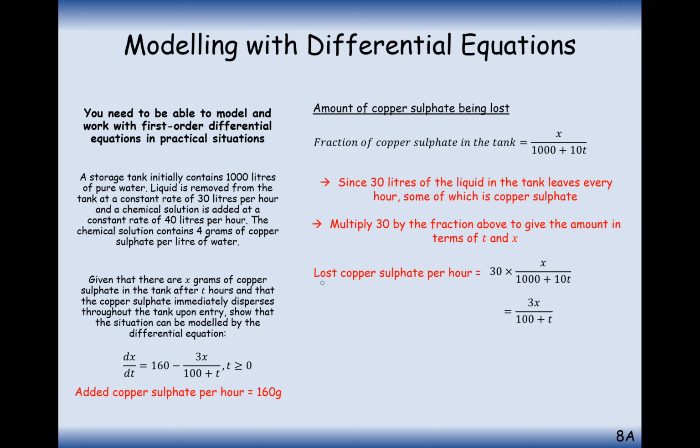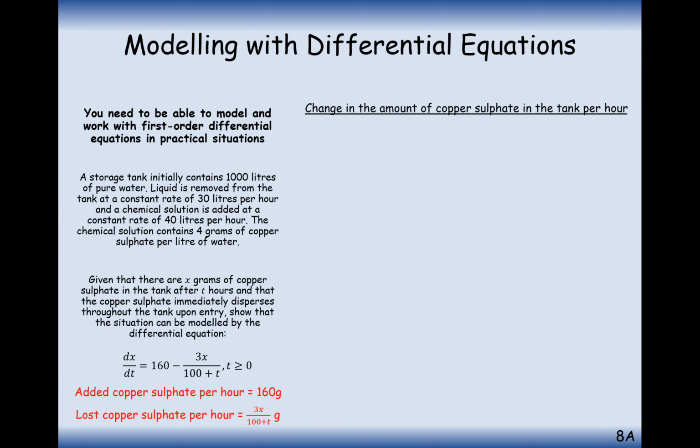So what we've calculated here is the amount of copper sulfate lost per hour, which is the fraction of copper sulfate that's in the tank times how much we want to leave in the tank, so that would be 30 as a multiplier. So the amount of copper sulfate added per hour is 160 grams, and the amount of copper sulfate lost per hour is 3x over 100 plus t. So there we are. The differential equation, the change in the amount of copper sulfate in the tank per hour, is dx by dt equals the amount added, take away the amount lost per hour, so it's going to be 160 minus 3x over 100 plus t.